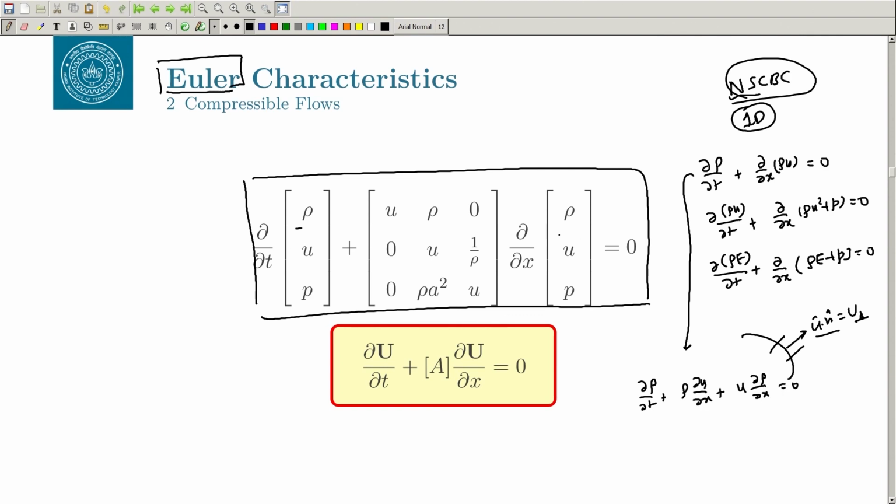Okay. So, you can see this u ∂ρ/∂x, this is given here, u ∂ρ/∂x and then ρ du/dx. So, this is your first equation.